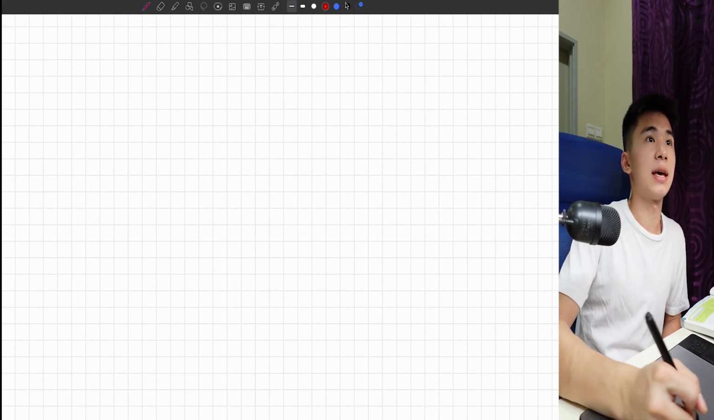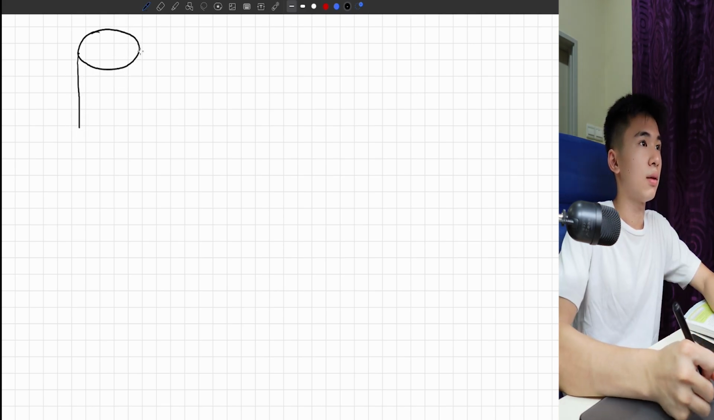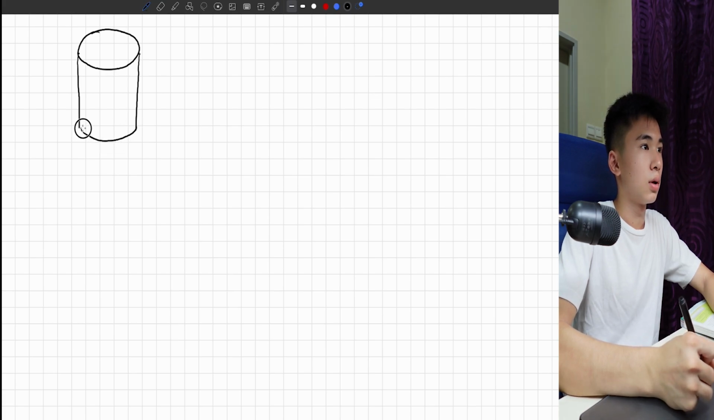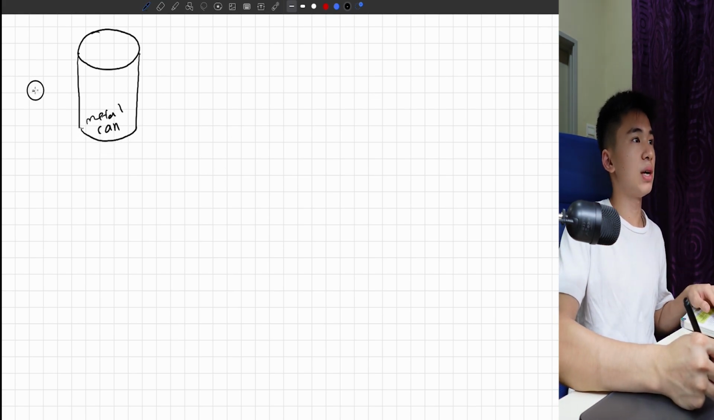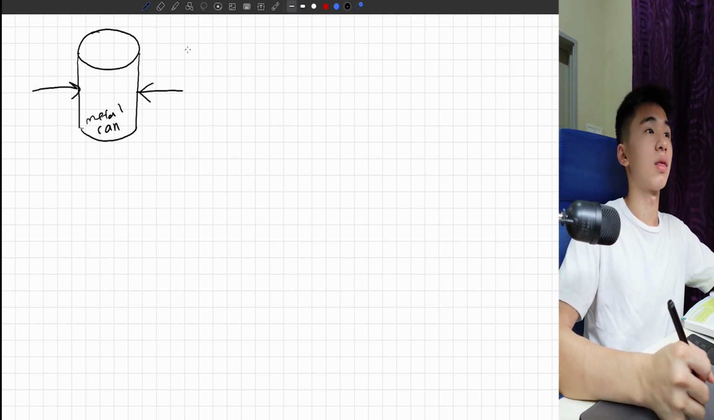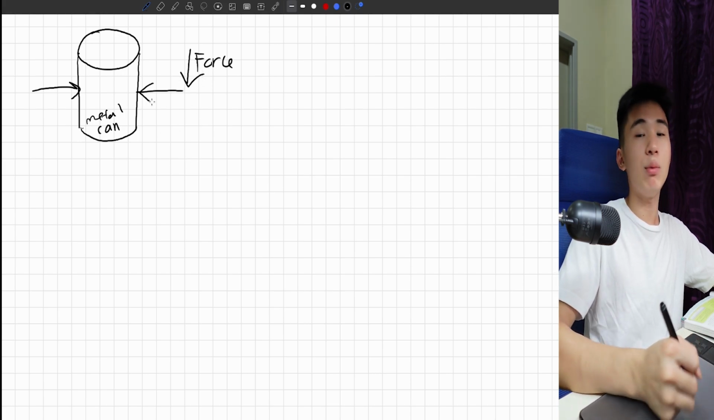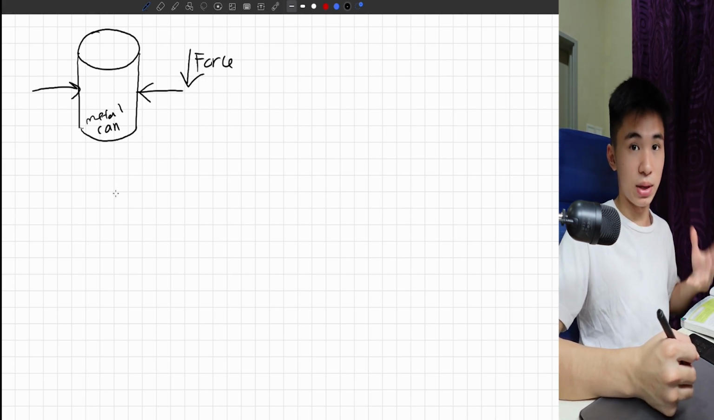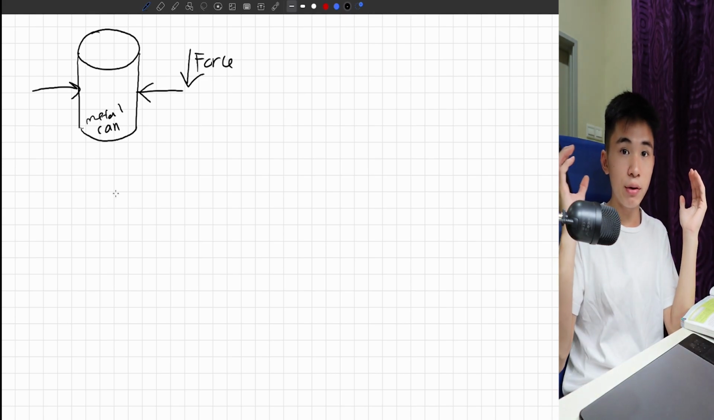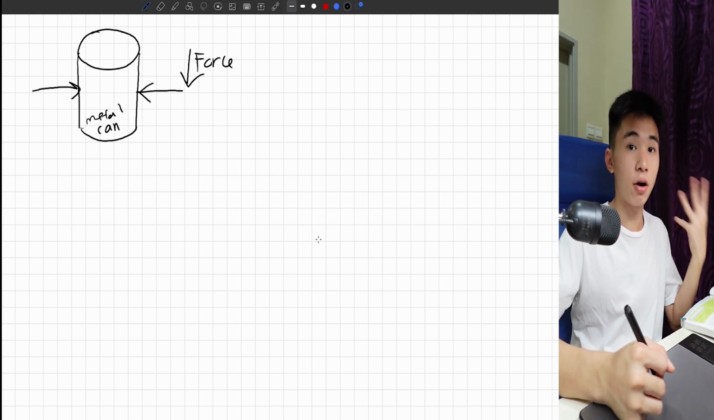Okay, let's say we have a can right here, a metal can. If you compress it with lower force, it will not cross the elastic limit, right? If you compress it very lightly, very gently, it will go back to its own original form, right?